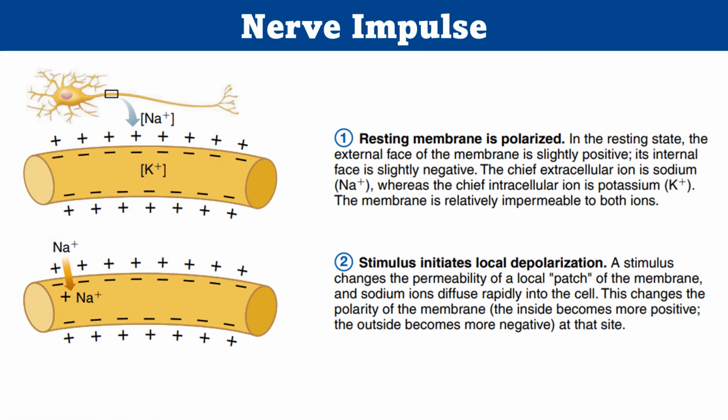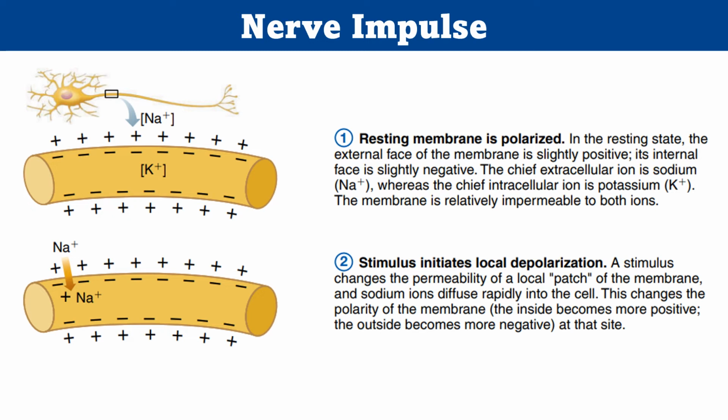Nerve impulse. Let's start with the electrical condition of a resting neuron's membrane. The resting membrane is polarized, which means that there are fewer positive ions sitting on the inner face of the neuron's plasma membrane than there are on its outer face. In the resting state, the external face of the membrane is slightly positive, and its internal face is slightly negative. The chief extracellular ion is the sodium ion, whereas the chief intracellular ion is the potassium ion. The membrane is relatively impermeable to both ions.